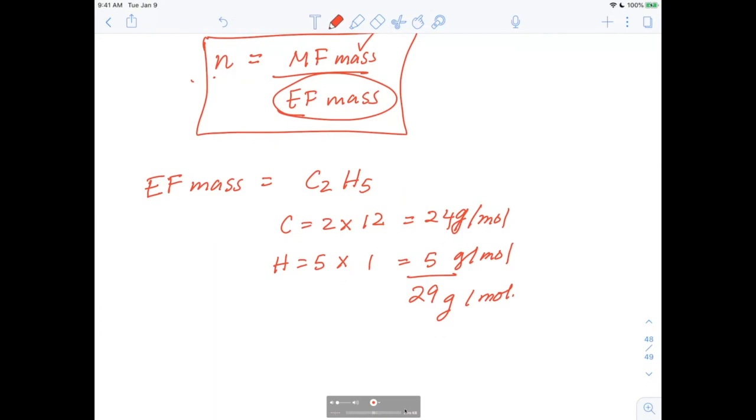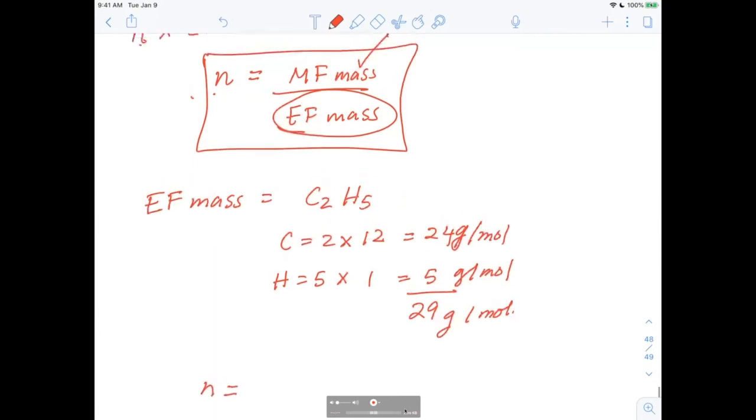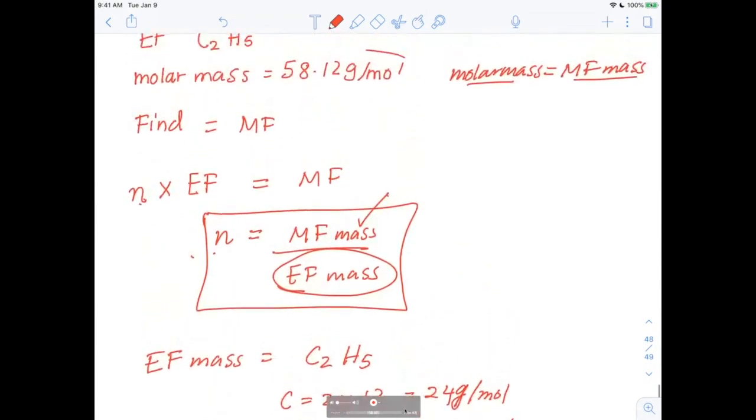Okay, so let's see. What are we doing here? Trying to find N. N is going to be molecular formula mass. I just copied the number they gave me right here. 58.12.